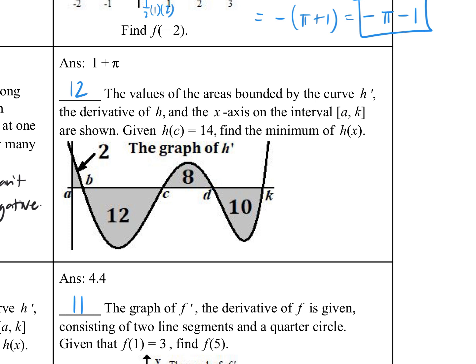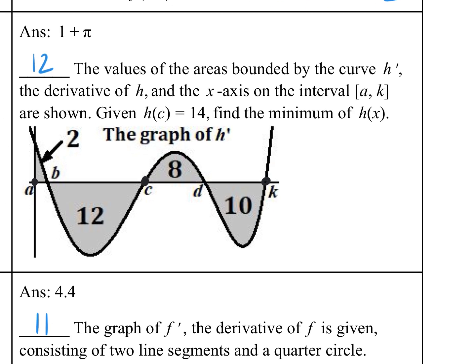Okay, for number 12 here, we are given values of areas bounded by the curve h prime and the x-axis on the interval from a to k. We're given that h of c is 14, and we're trying to find the minimum of h of x. So the minimum can happen where it changes from negative to positive, so that means the minimum could happen at h of c or h of k or at either endpoints. So I also need to check h of a as well.